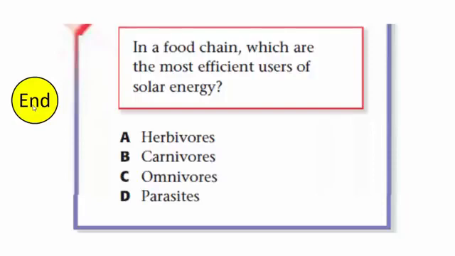All right, in a food chain, which are the most efficient users of solar energy? So a couple terms we have to know here. Food chain. Food chain is like, well, here's the sun. Sun shines down on the earth. Here's the earth. Plants. See if we can draw a plant here. It's kind of fun. Here's a flower.